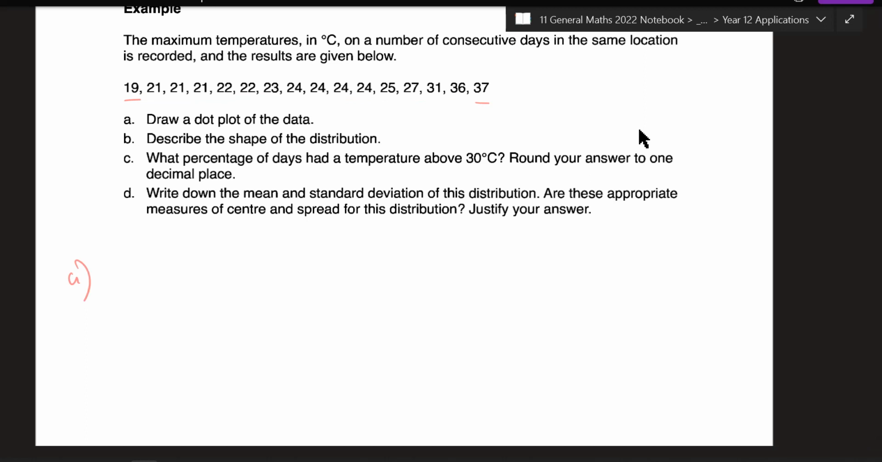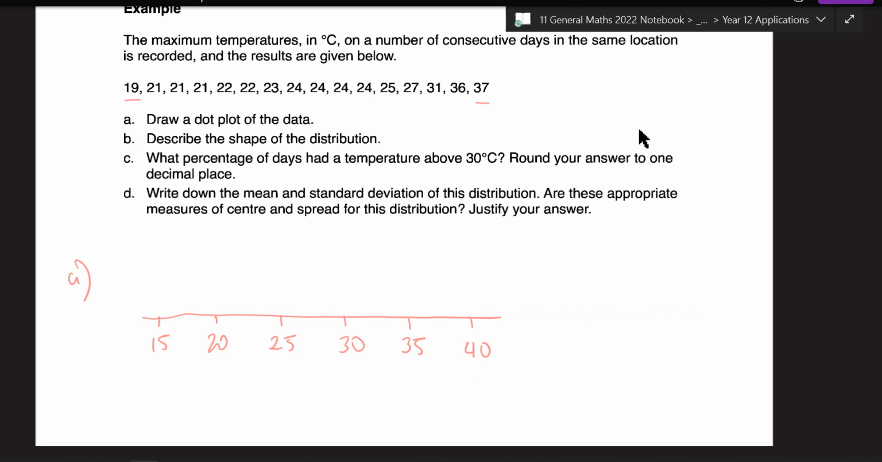So on my number line for the dot plot, I might start at 15, and my highest can be 40. I'm going to go up by fives: 15, 20, 25, 30, 35, 40. My number line's a bit too long, so I'll make it shorter. I want to make sure I include every single value in there.